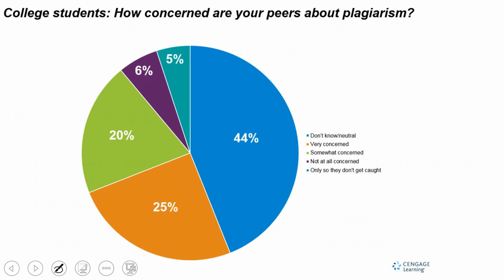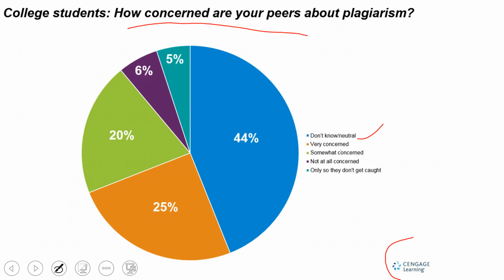According to the Shenzhen web publishing database, college students were asked how concerned their peers, their guides and mentors, are about plagiarism. Students gave different answers. The most common answer, from 44% of students, was don't know or neutral, which means their guides and mentors are not bothering about it, and students are also doing plagiarism.